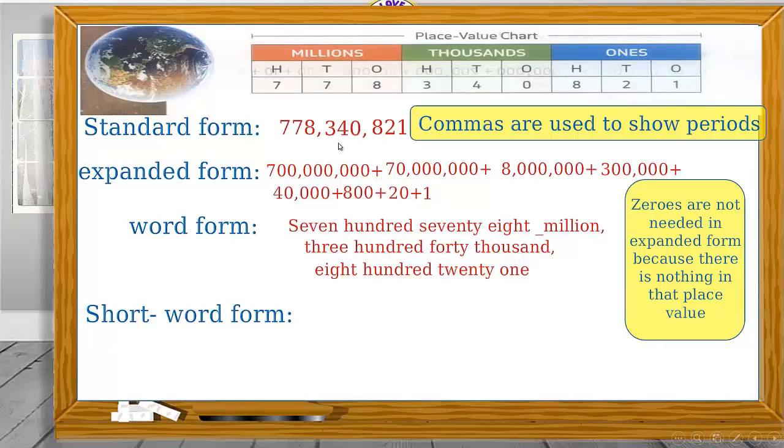Last form, short word form. Short word form is a mix between standard and word form. You can write the digits and write the name of the period or name of the place in words only. 778 million, with the word million in words only. 340,000, 821, and in the last period we don't write anything.